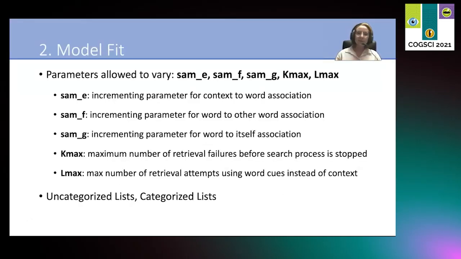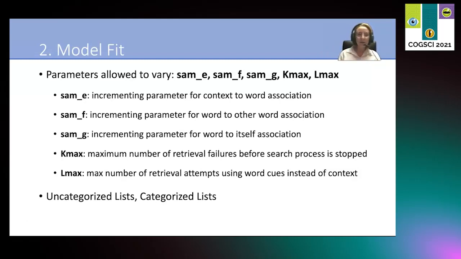Okay, so now we're going to talk about some preliminary model fits. The goal of this section was just to see whether the collaborating SAM models could reproduce the patterns found in experimental data. So to do this, we allowed 5 out of 14 parameters to vary.